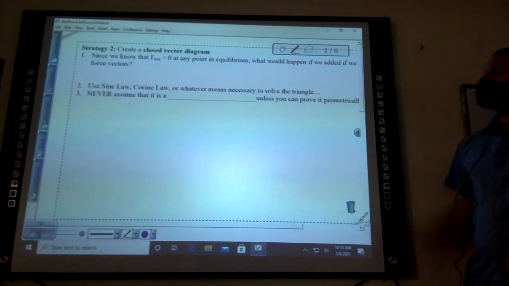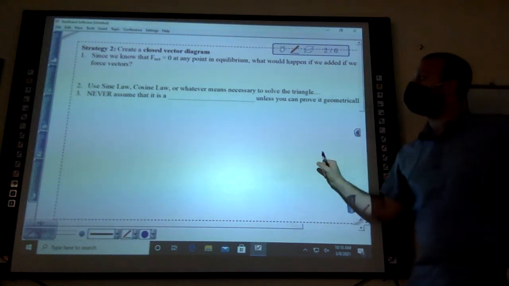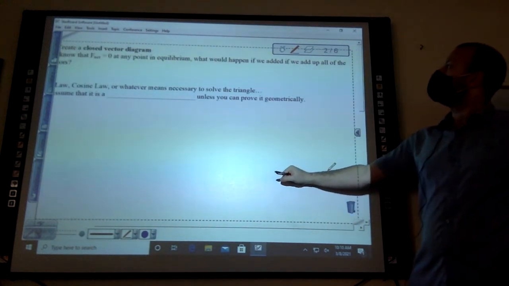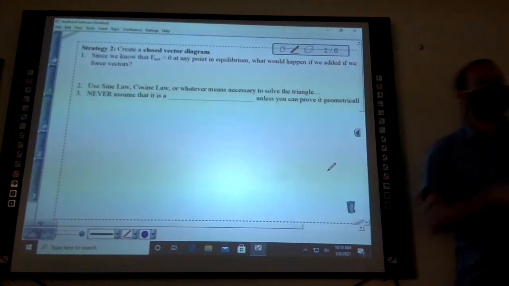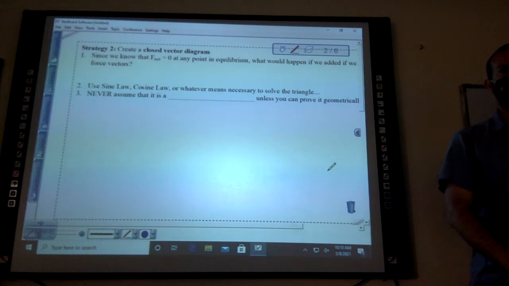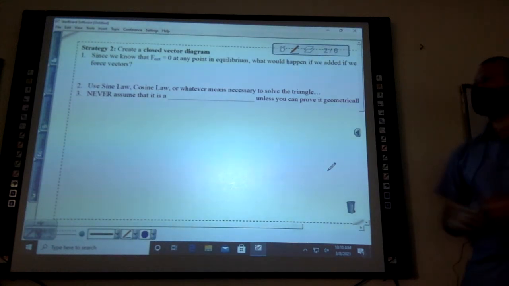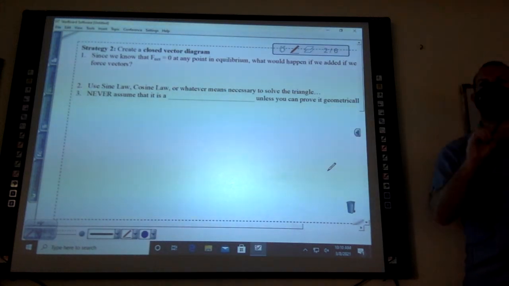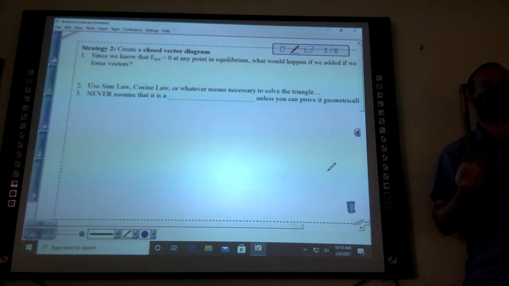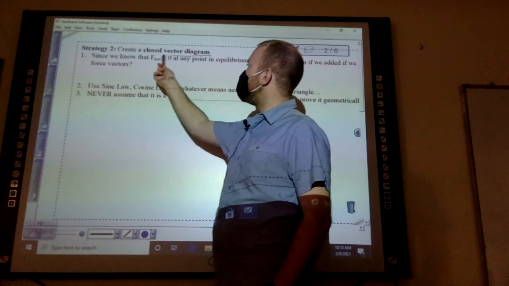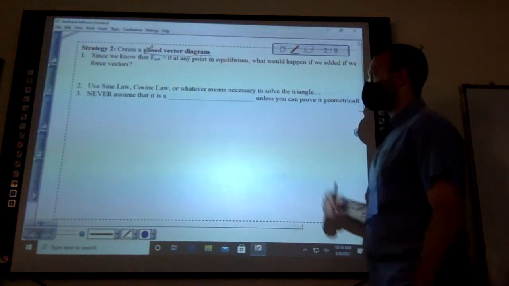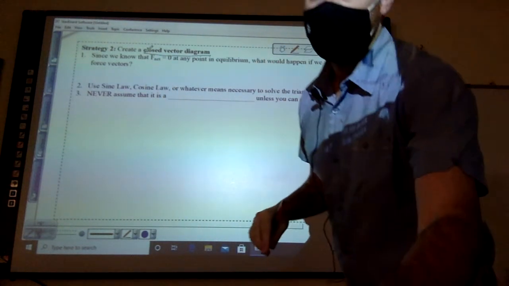Since we know that F net equals 0 at any point in equilibrium, if we add all of the forces together, it's going to equal 0. Net force equals 0. Therefore, when I add all the forces up, my resultant should be 0, which in turn gives me a closed vector diagram. So I'll show you what this means with the last example.